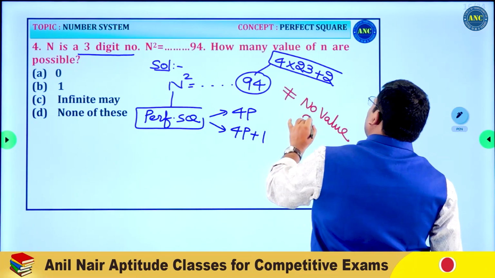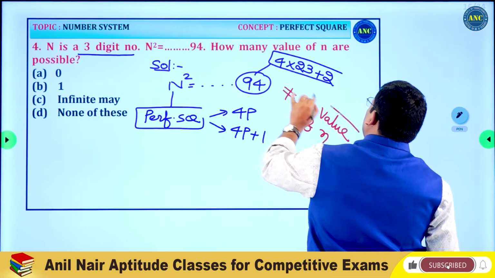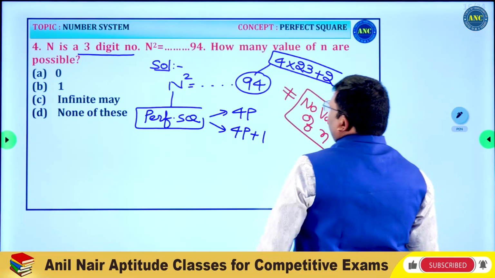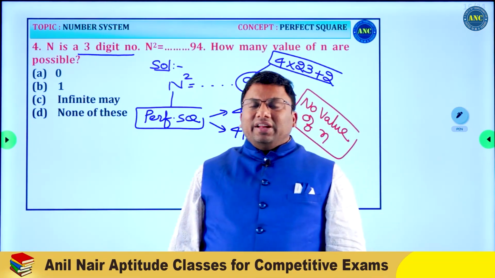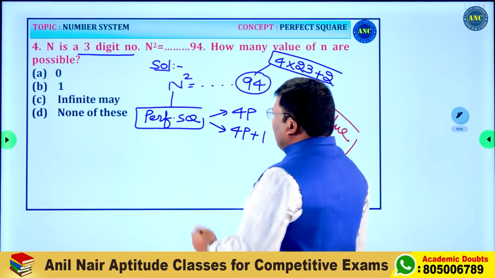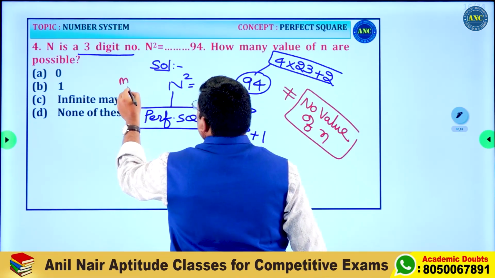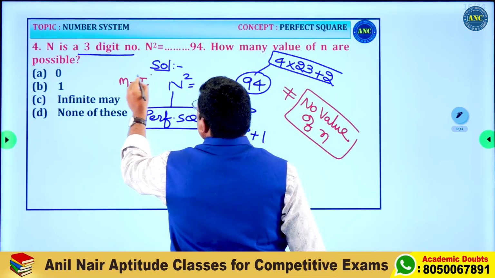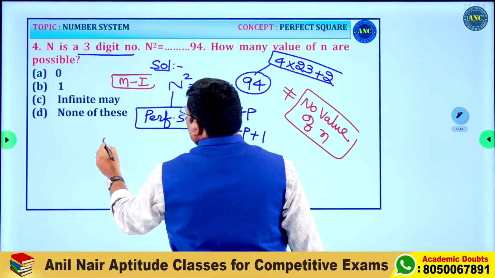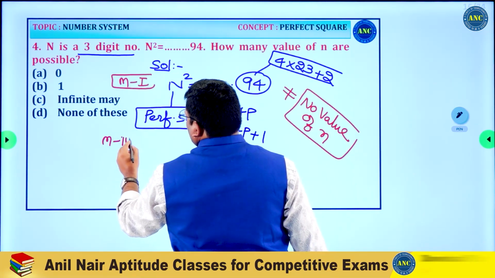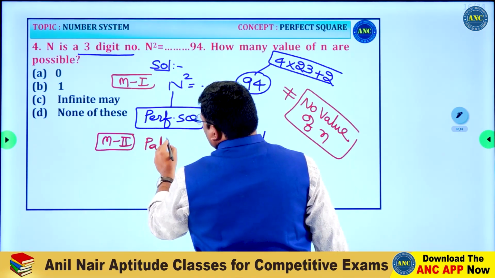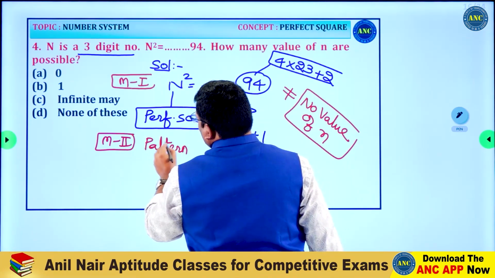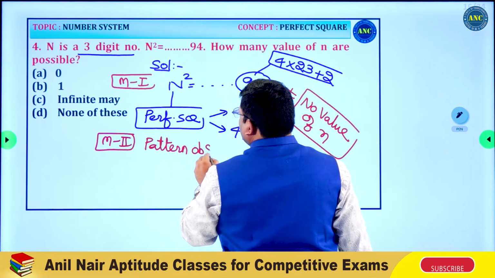A perfect square will never give a remainder 2 when divided by 4. This is right based on the property of a perfect square. You can also solve this question using pattern observation.